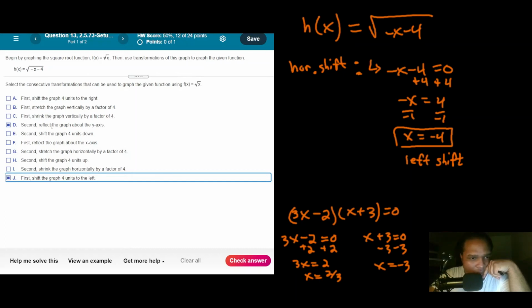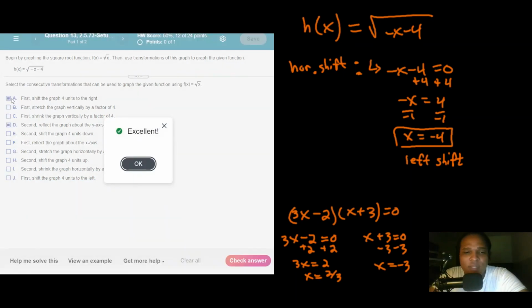Let's see. First, reflect the graph about the y-axis. Here it is, right here. That's it. The way that they show us what I have here is equivalent to what they have over there. So look, the way that I showed you, just to suit them, because we both have the same exact thing. We have a left shift and we have a reflection. You're going to get the same exact thing.